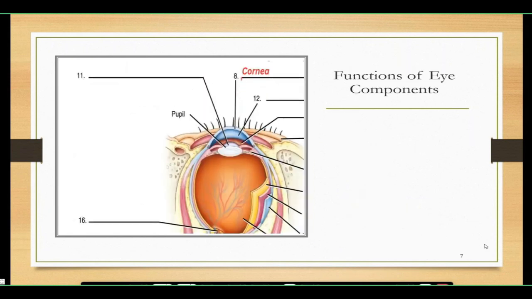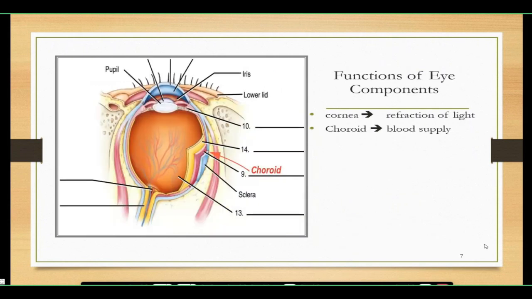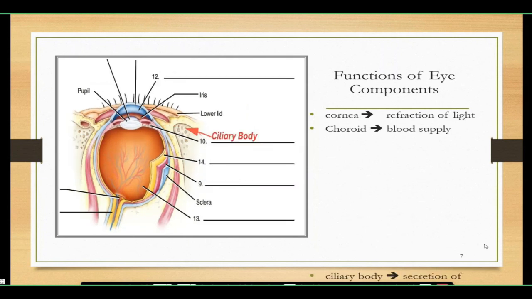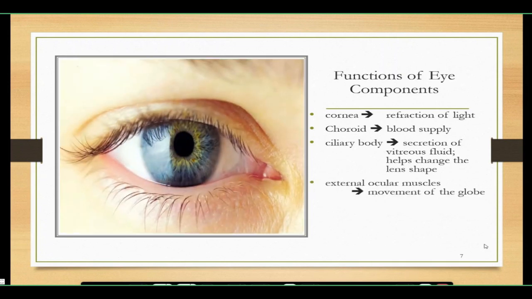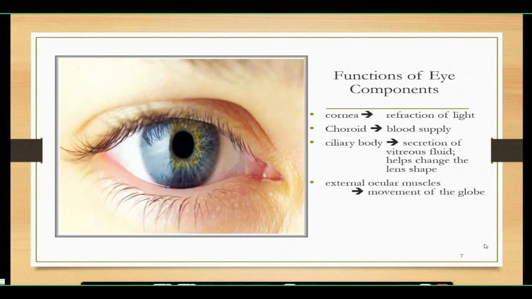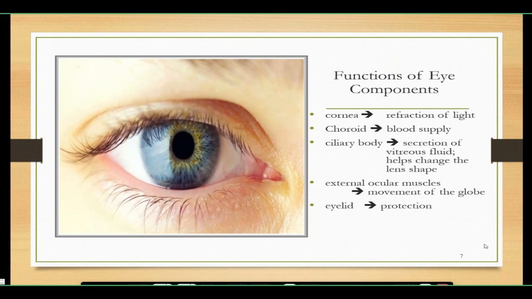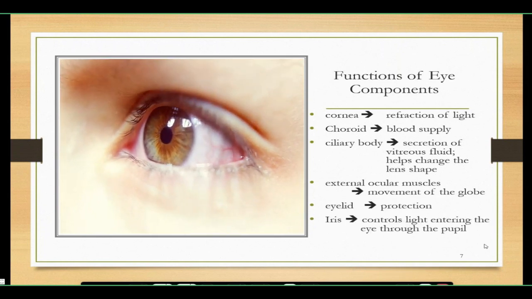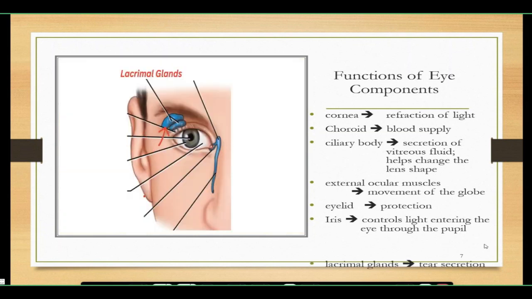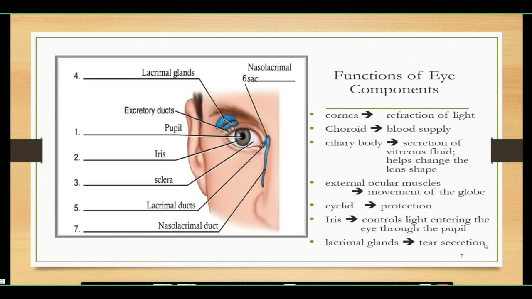The cornea refracts or bends the light rays as they pass through the lens. The choroid is responsible for a blood supply to the eye. The ciliary body secretes vitreous fluid and helps change the shape of the lens. Ocular muscle moves the eyeball. The eyelid's closing protects the eye. The iris controls the size of the pupil by contracting or relaxing, which determines the amounts of light entering the eye. The lacrimal glands secrete tears to keep the eye moist.